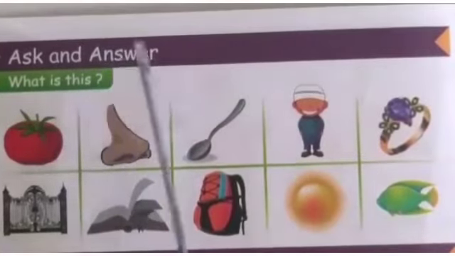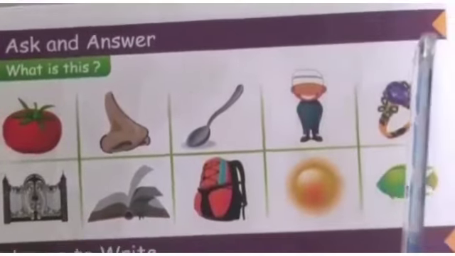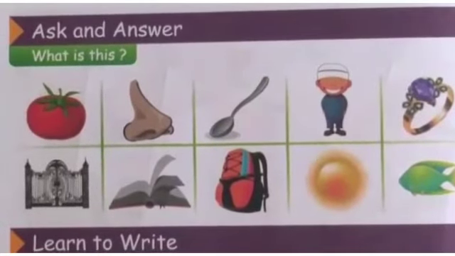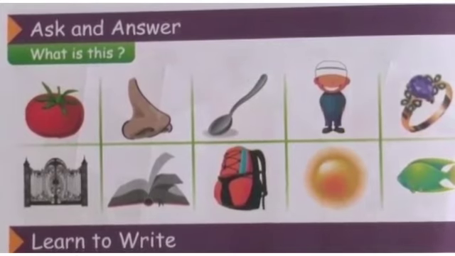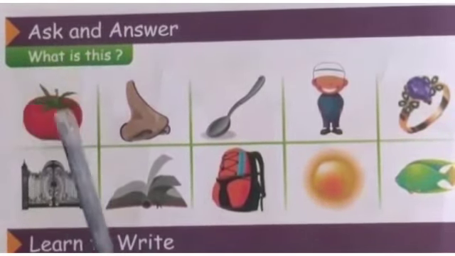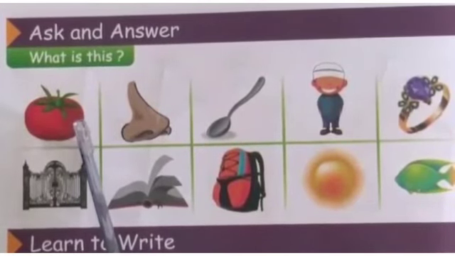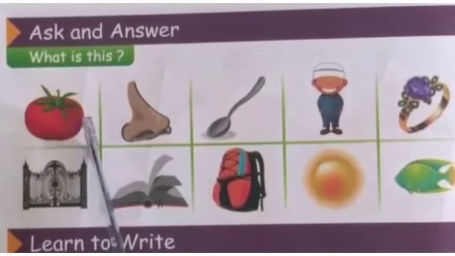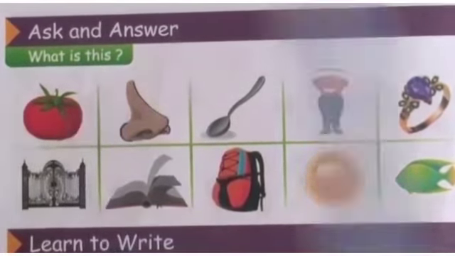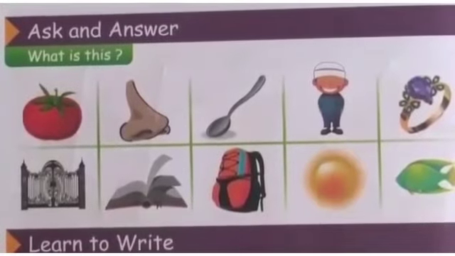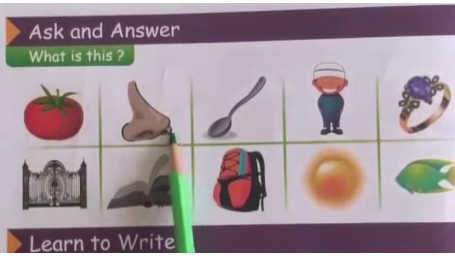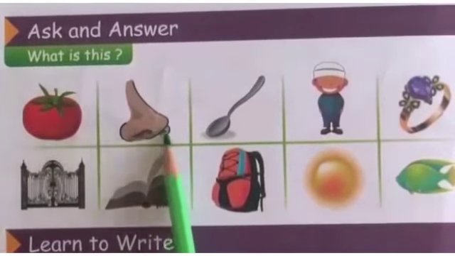Ask and answer. So what we are going to do, I'll ask the question and you have to give me the answer. Is that clear? So let's start. What is this? And you have to give me the answer. Tomato. This is a tomato. In the same way, what is this? Nose. This is a nose.